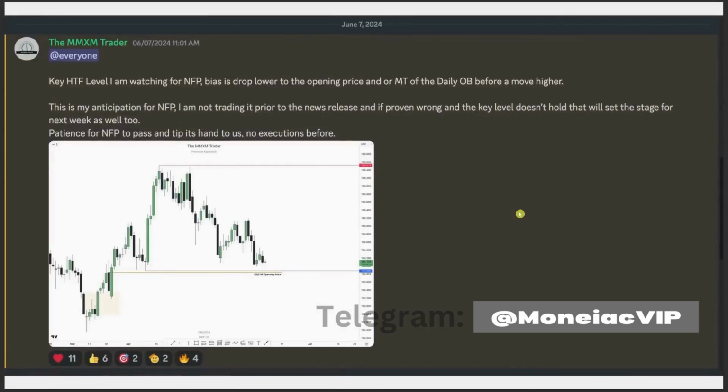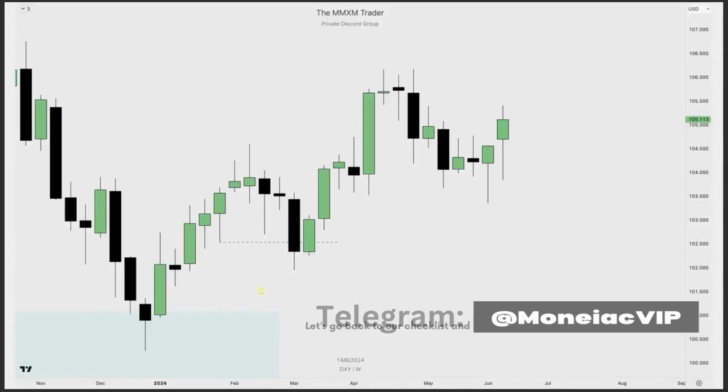Here's the slide of the Discord, right? The MMXM trader outlined this is the key level we'll be waiting for after NFP, and then the anticipation is that we're not going to trade lower than this key level, and we're going to outline why this is such a high probability area for a long. Now let's go back to our checklist and see how and why we called this trade idea.